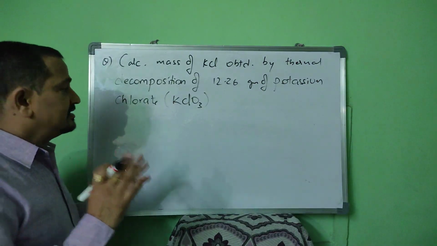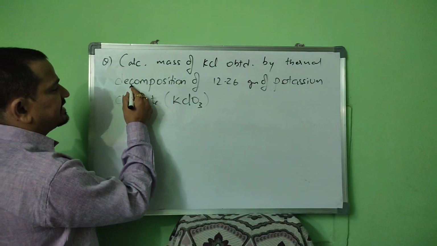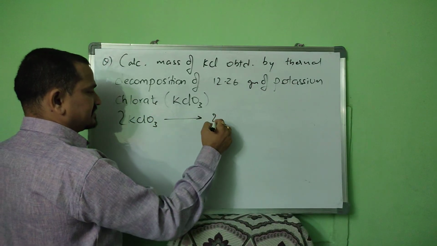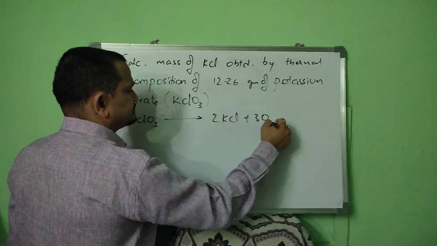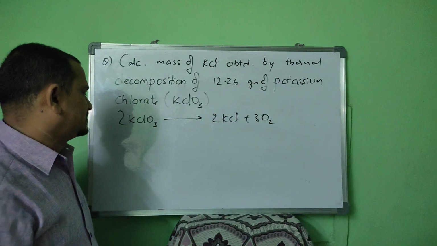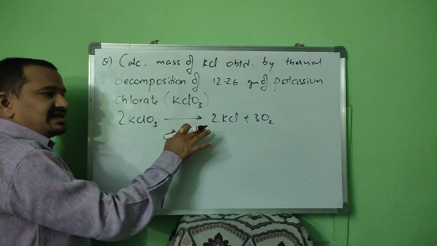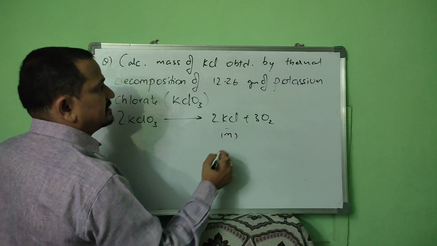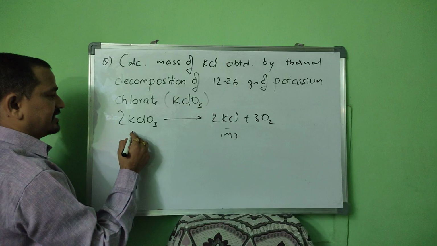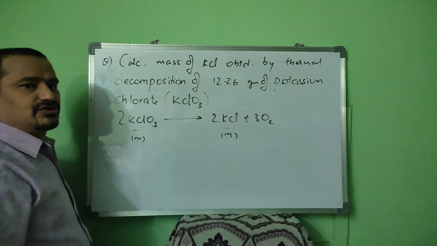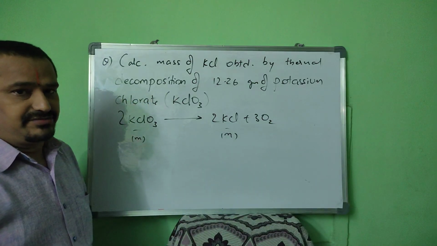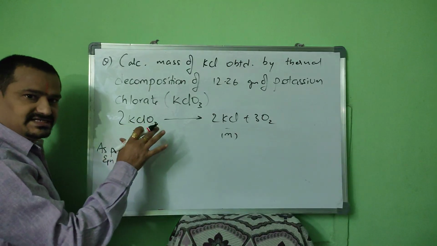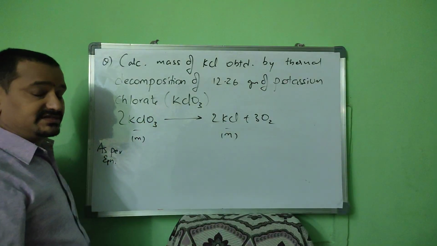What I said, what is step 1? Find out the procedure. Decomposition of potassium chlorate. KClO3 on thermal decomposition gives KCl plus 3O2. That part of balancing you have learned. Simple balancing. Now, in this balanced equation, the question is dealing with which two compounds? Mass of KCl obtained by decomposition of mass of potassium chlorate. This is also a question dealing with mass relation. Now, as per the given balanced equation, what mass is giving what mass? That's what we have to determine.